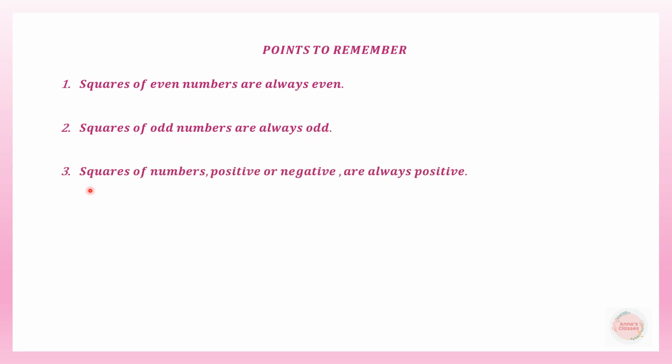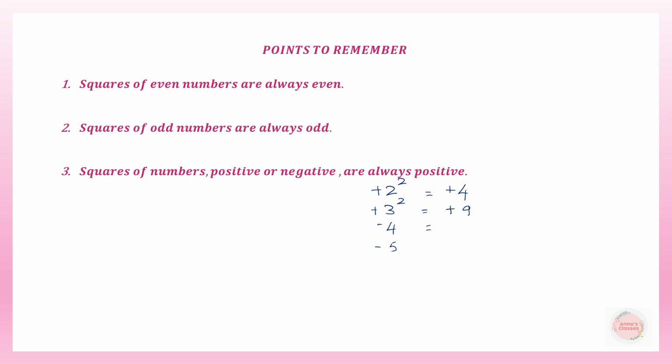Next point, squares of numbers, whether they are positive or negative, are always positive. That is, if you take some numbers like 2, 3, -4, -5 and take the squares, 2 square is 2 2s are 4. So this is a positive number. So plus into plus is plus, so plus 4. Now here 3 is a positive number. The square of 3, plus into plus is plus, 3 3s are 9.